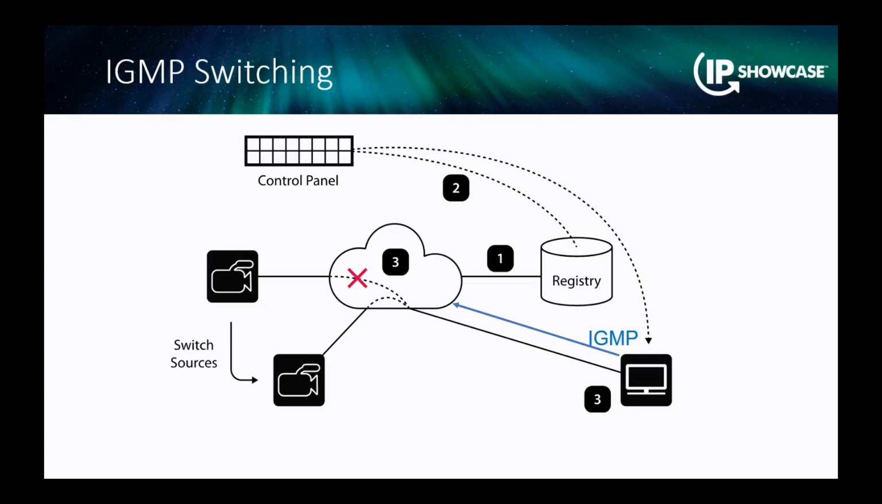So this is kind of an illustration of that. In the IGMP world, it's the receiver that's asking for the connection, whereas in the ISO 6 world, it's the control system, the NMOS controller, that's telling the switch to do the connection.